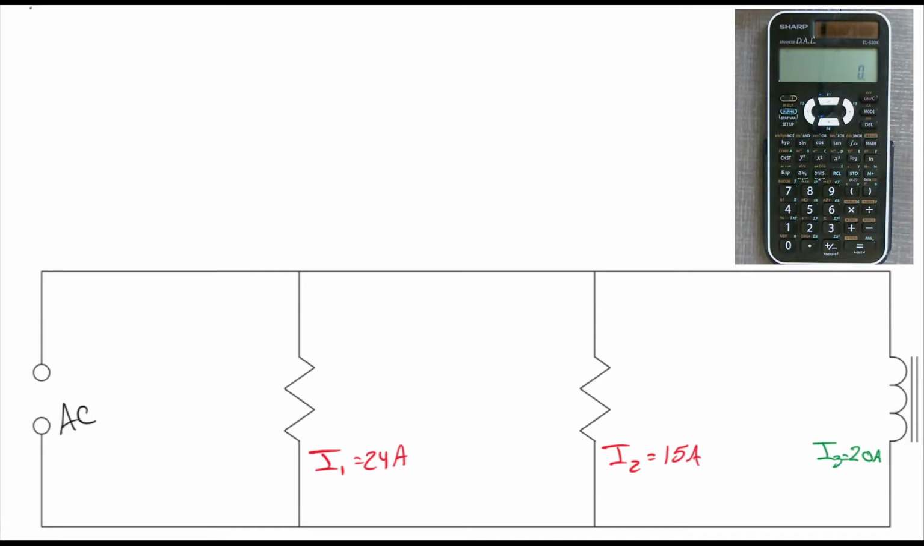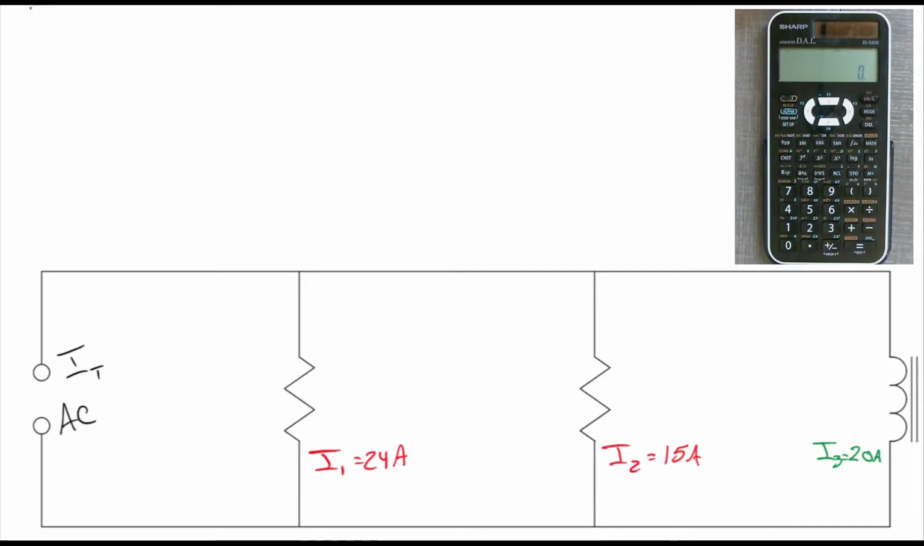Hey guys, welcome back. So we're going to do a quick calculation using the polar method, and what it's going to do is calculate the total current of my circuit based on the given values.